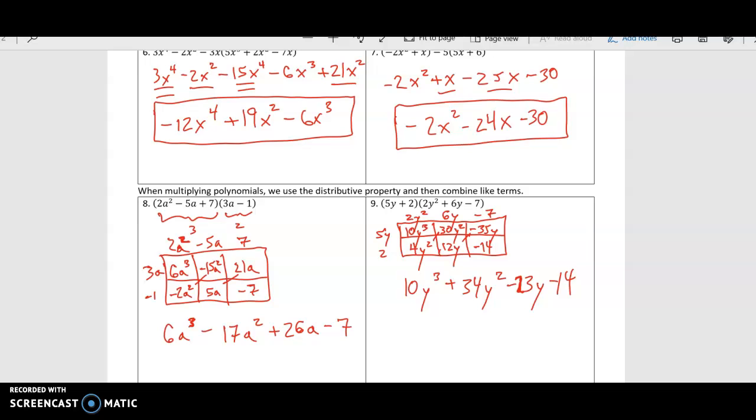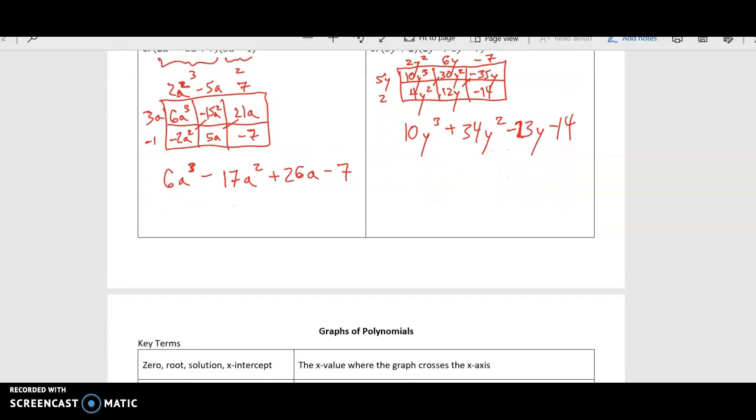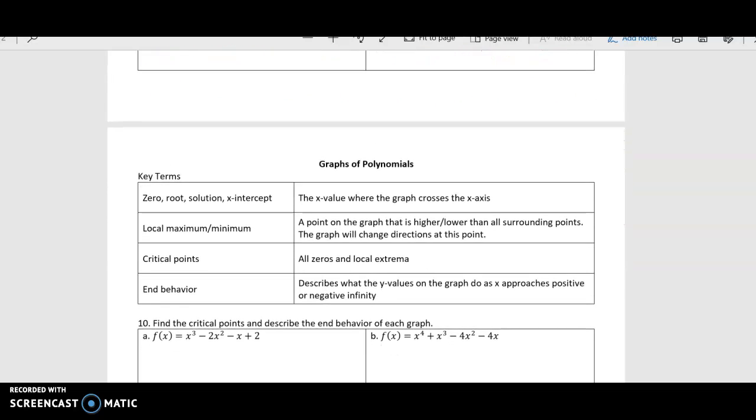So when you're multiplying, I would use the box method. The bigger the polynomials, the more likely you are to use the box method.